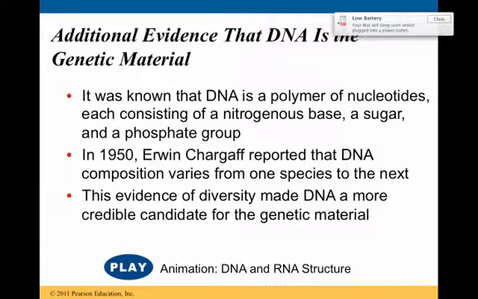Okay, so we know, and we've looked at this, that at the time they knew that DNA was a polymer of nucleotides. Each one had a nitrogen base, a sugar, and a phosphate group. And then in 1950, Erwin Chargaff came along, and he figured out that the composition of the DNA, so the A's, T's, G's, and C's, were in different amounts for each species. And so that kind of lent a little credibility to the idea that this DNA was coding for genetic material, because it was variable with different species. That's what we would expect if we have variation within species. We would expect our genetic material, whatever it was, to be varied also.